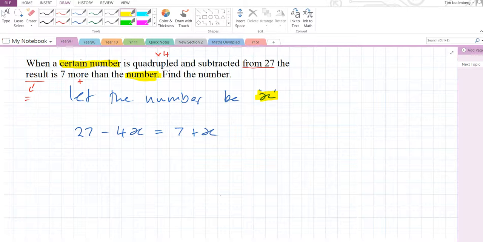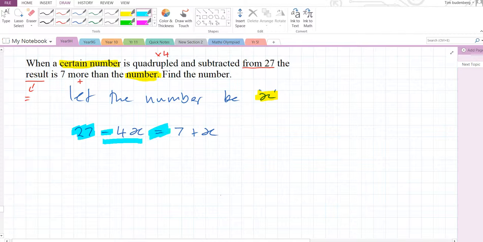Essentially, I'll read it through. x quadrupled is subtracted from 27. The result is 7 more than the number. Okay? Now what remains is for us to solve it.